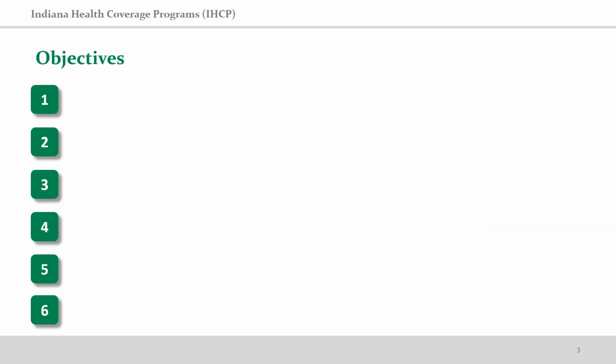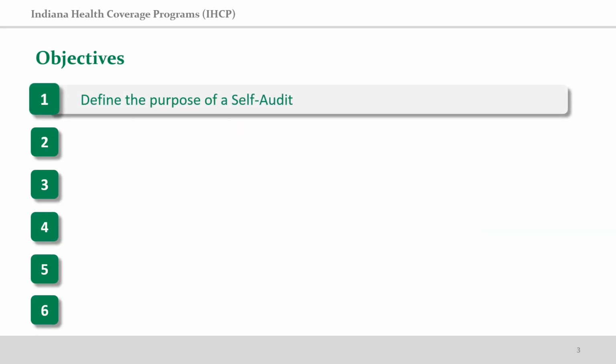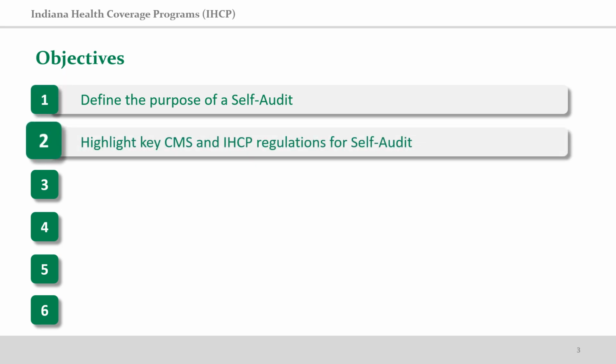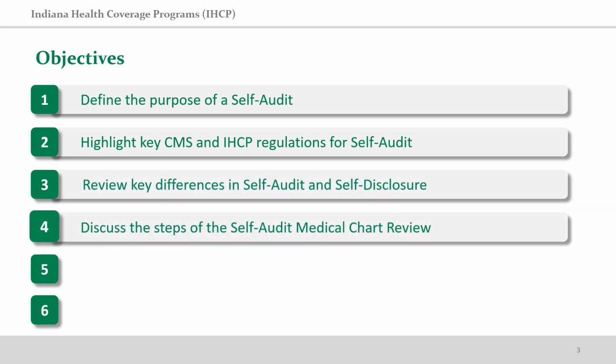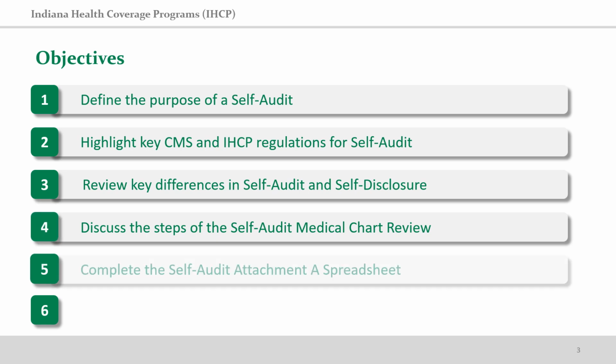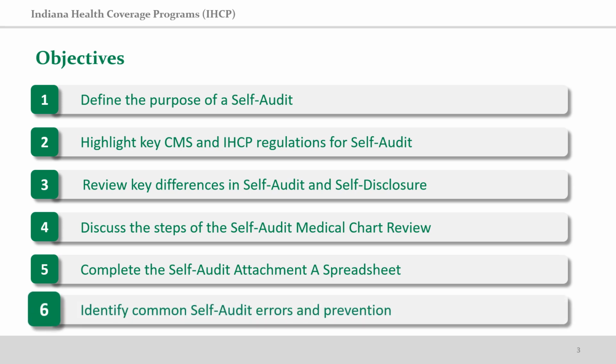By the end of this webinar, you should be able to define the purpose of a self-audit, highlight key CMS and IHCP regulations for self-audit, review key differences in self-audit and self-disclosure, discuss the steps of the self-audit medical chart review, complete the self-audit Attachment A, and identify common self-audit errors and prevention.